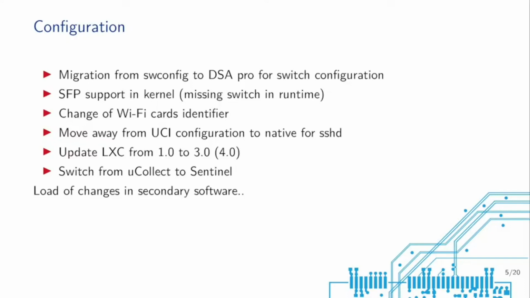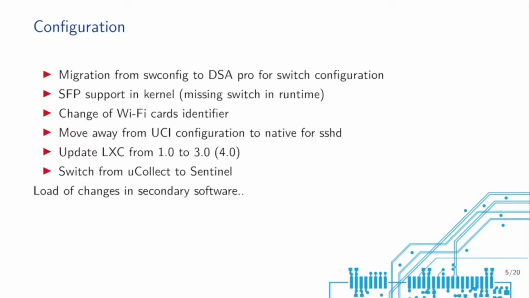Another change is just a minor one, but it was also a bit of a pain. It was the change of the Wi-Fi cards' identifier. Basically, we had to change how Wi-Fi cards are identified in the configuration and just switch to the new identifier, and that's it. There are changes in SSH, and one huge change is that we updated LXC from version 1 to version 3, and actually in the current version we have version 4. You can see that those are major versions, and if you know something about LXC, from version 1 to version 2 they pretty much reworked the configuration, especially the network configuration, so we have to somehow cover that as well, and we try to do that.